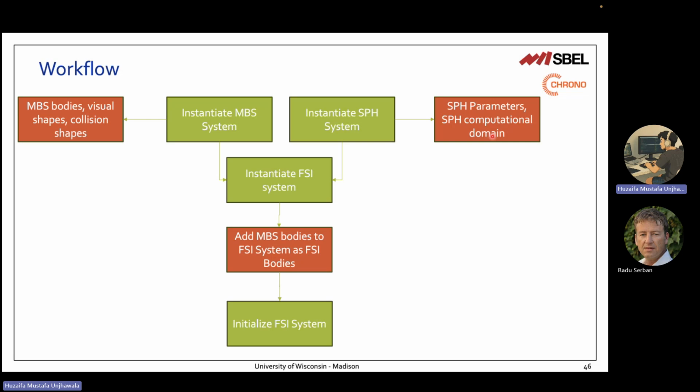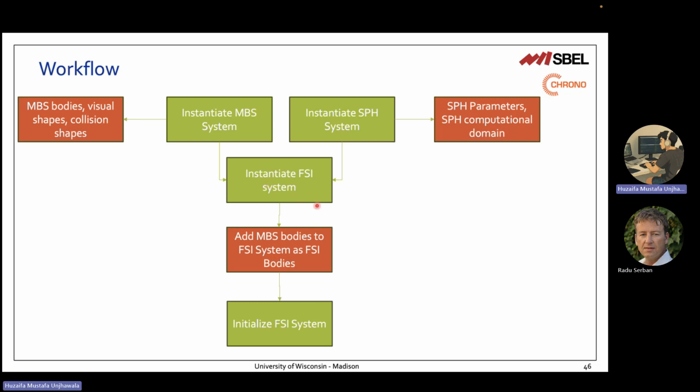So the fluid structure interaction system knows about the MBS system and the SPH system, and can help the user communicate between them, right? So you do all this initialization of both these systems. You tell the FSI system, this is my SPH system and this is my MBS system. And now you have an FSI system, right?